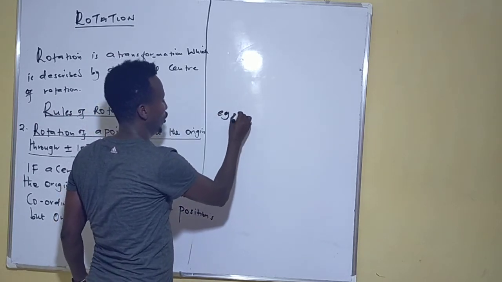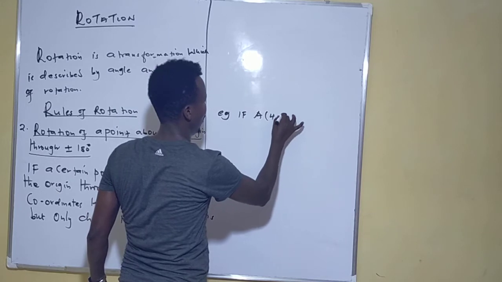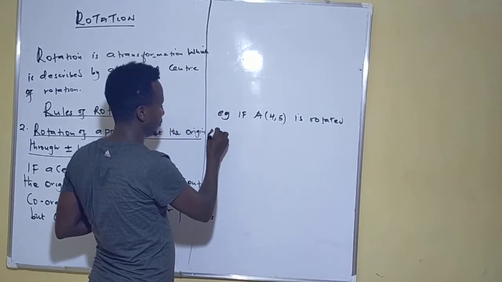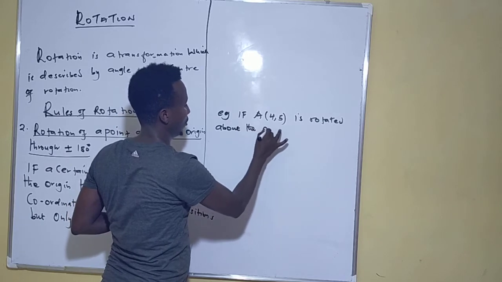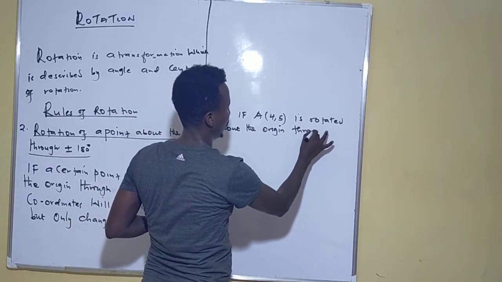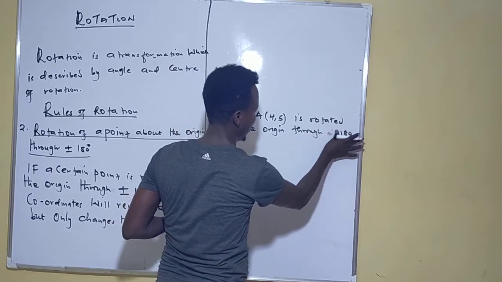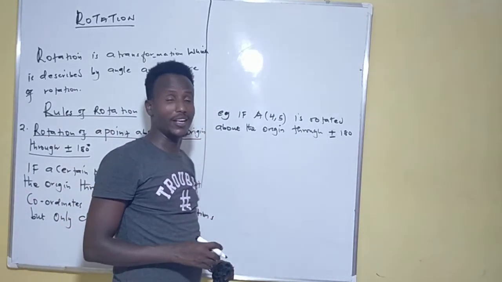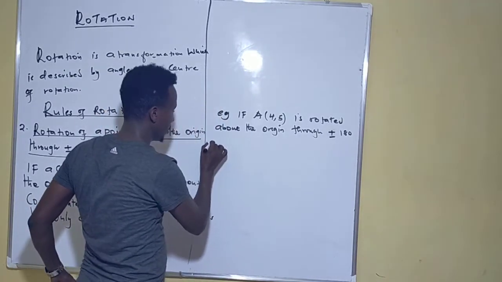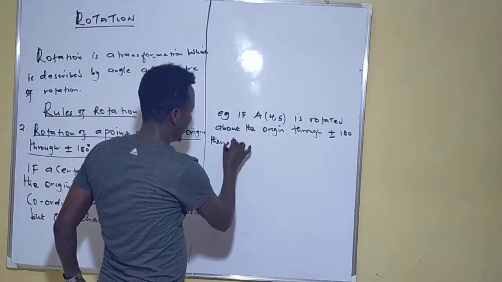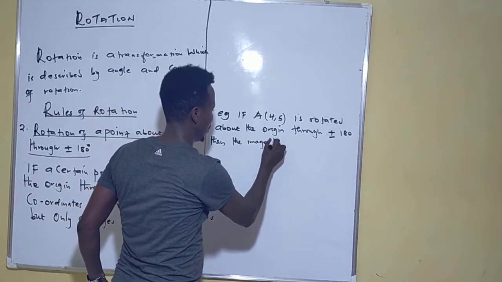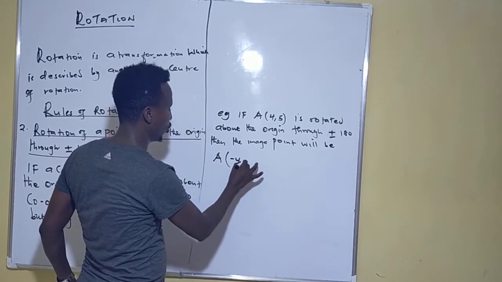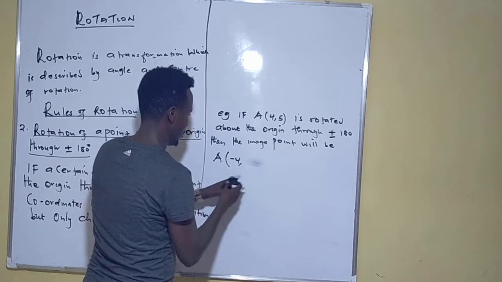E.g., come here. If A (4, 5) is rotated about the origin through plus or minus 180 degrees. Plus or minus, it means through positive 180 degrees, or through negative 180 degrees. Then the image point will be A prime (-4, -5). Please understand.